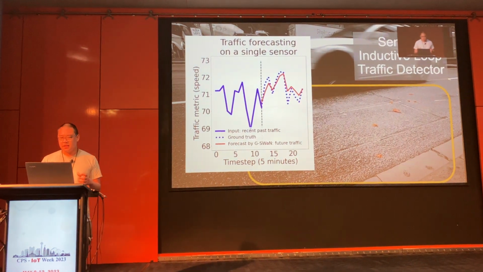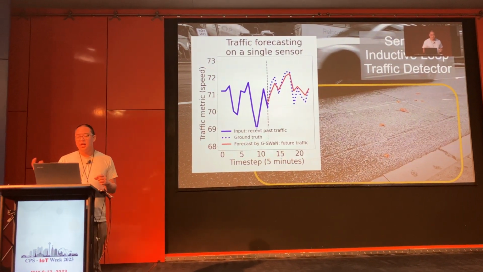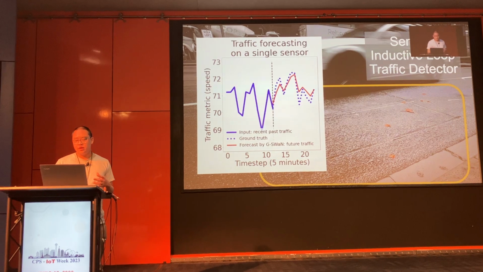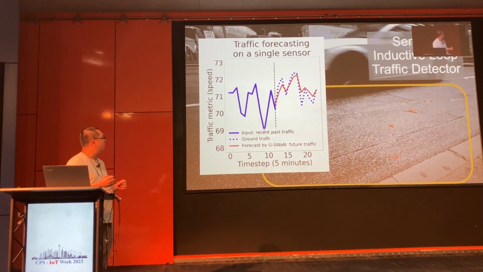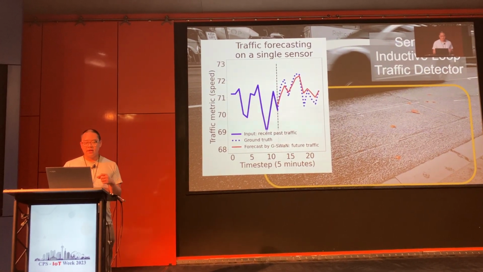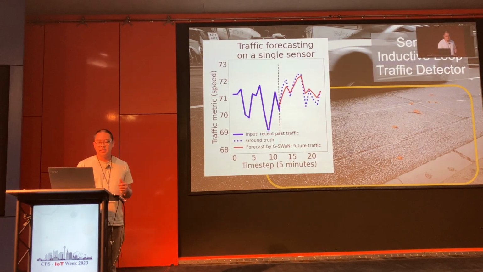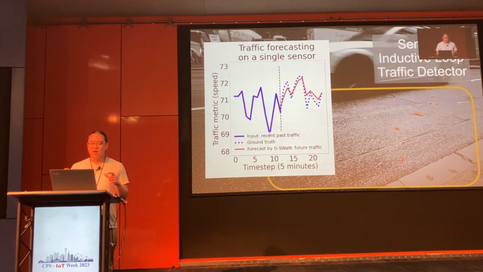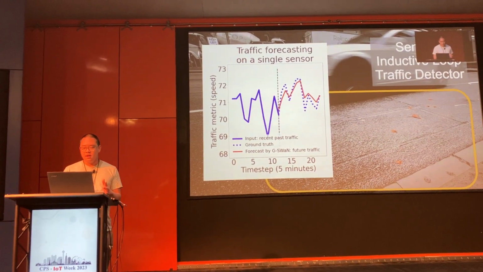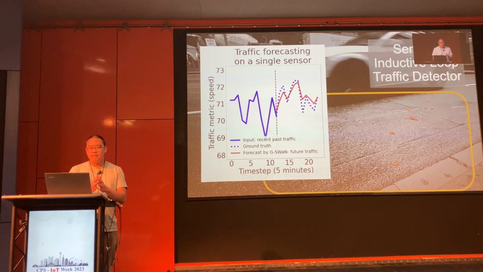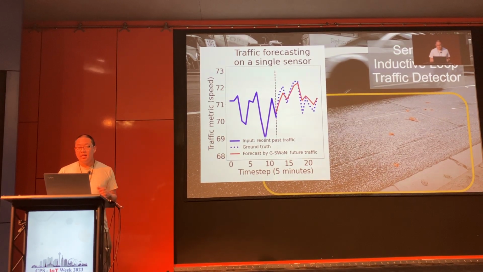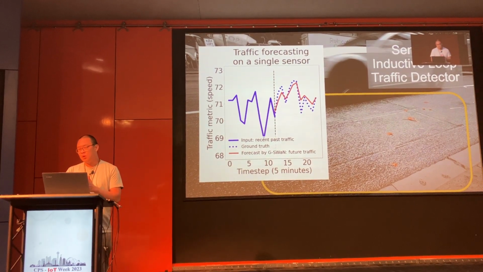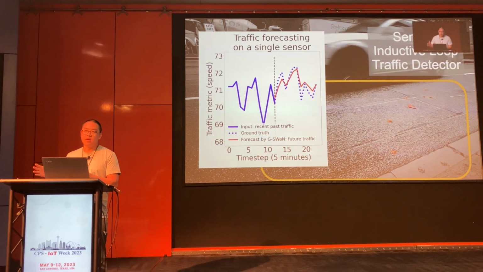From the data perspective, this means that every single loop detector is now generating a time series. In this case, we are aggregating speed every 5 minutes, and this is what traffic forecasting is. The idea is we take an hour of past traffic, about 12 time steps, and use that to forecast what the traffic will be in the next hour, the next 12 time steps.